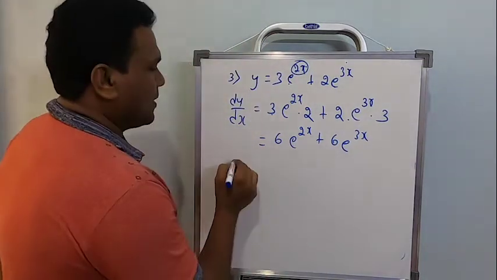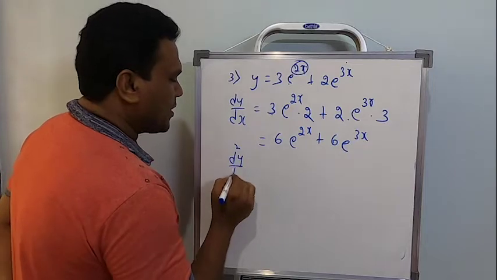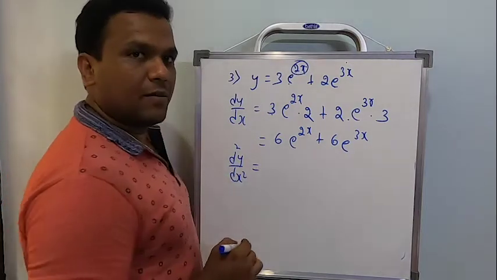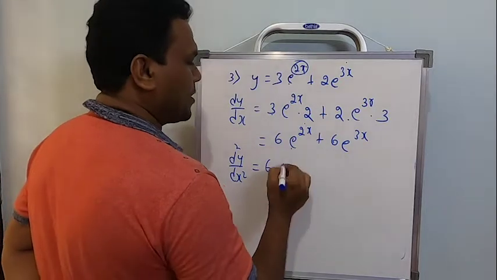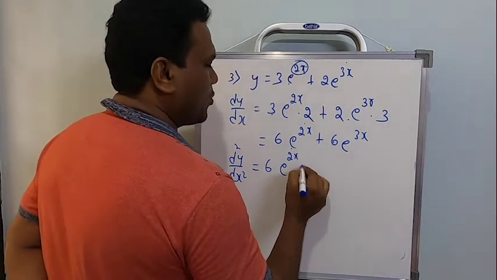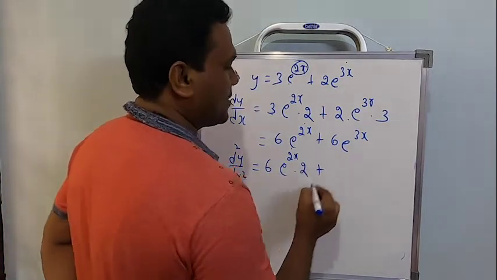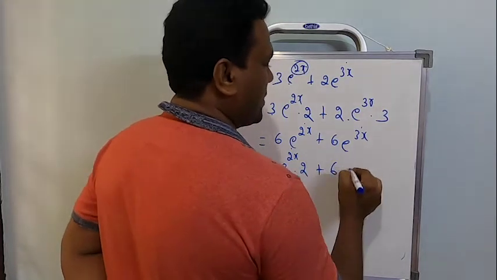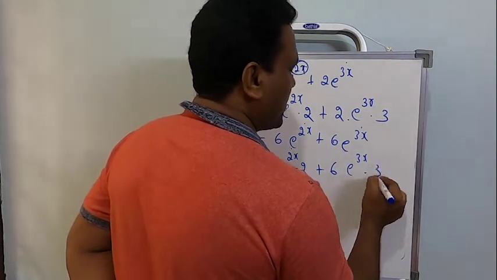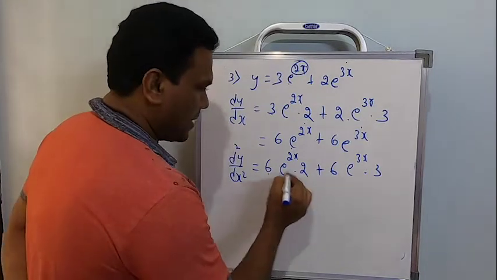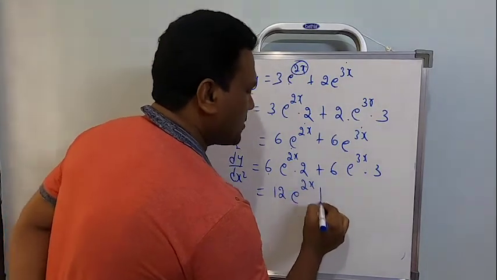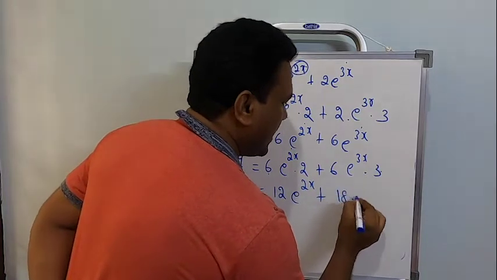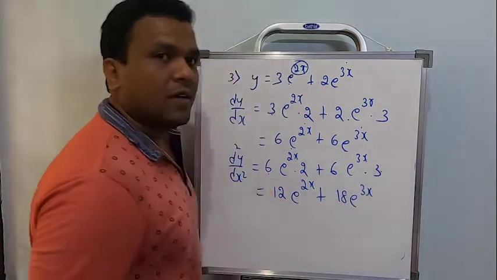Correct now? Then we need something called as d square y by dx square. Second time differentiation. Right? So 6 as it is. Differentiation of e power 2x, e power 2x multiplied by 2, plus 6 into differentiation of e power 3x, e power 3x multiplied by 3. So multiply 6 into 2. That's going to be 12 e power 2x plus 6 into 3 will be 18 e power 3x.